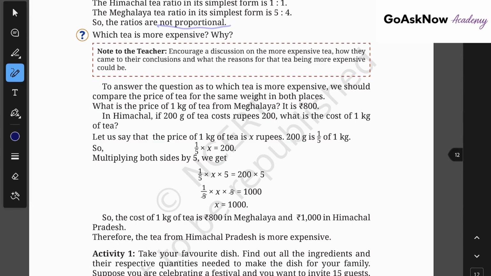200 grams is 1/5 of 1000 grams, 1 kilogram. Multiplying, we get 1/5 times x is 200. As 200 over 1000 is 1/5, that is right here. And to find how much 200 grams costs, you just do 1/5 of x.